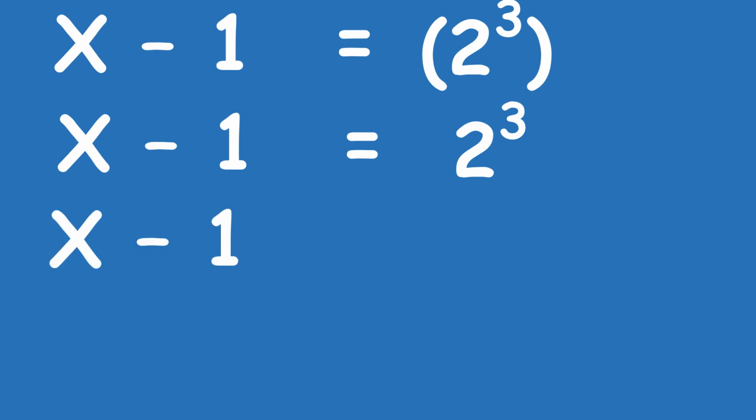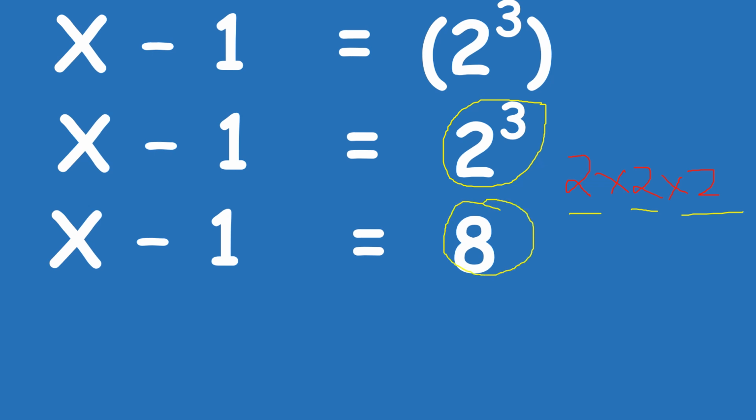Because 2 raised to the power of 3 is the same as 2 times 2 times 2. We know that 2 times 2 is 4, and then 4 times 2 is 8. So 2 raised to the power of 3, that is 2 multiplied by itself in 3 places, is equal to 8. So we have x - 1 equals 8.